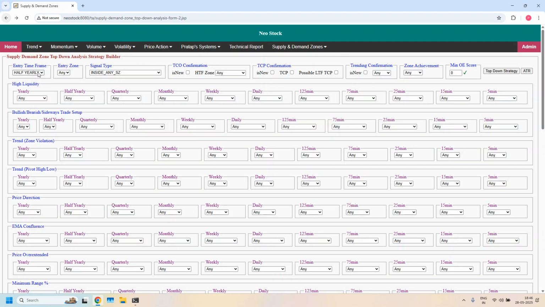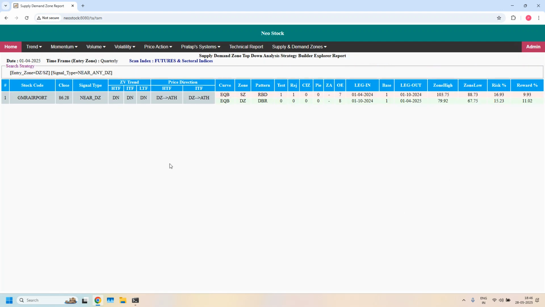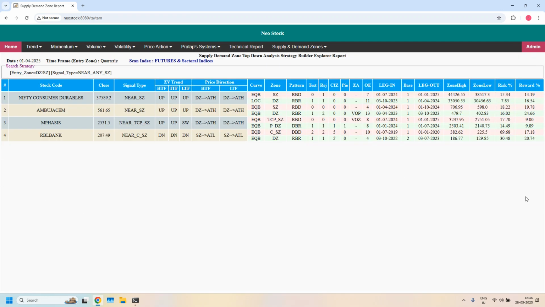Next time frame is quarterly. Stocks near quarterly demand zone. We got 1 stock. Next, stocks near to the quarterly supply zone. We got 4 stocks.